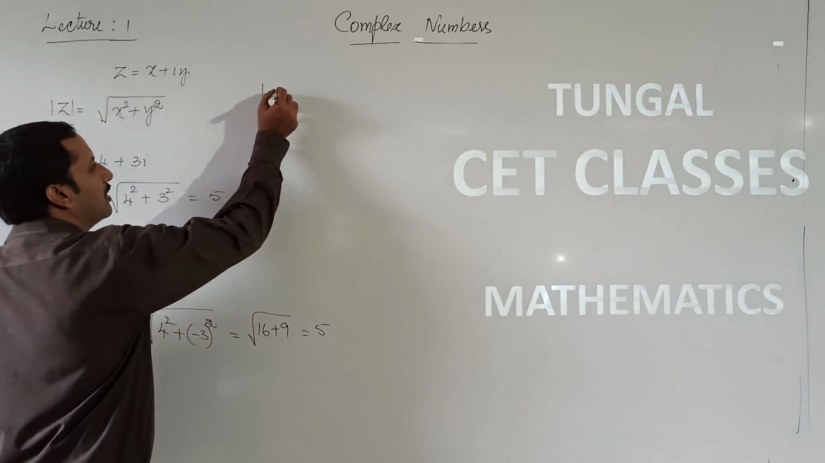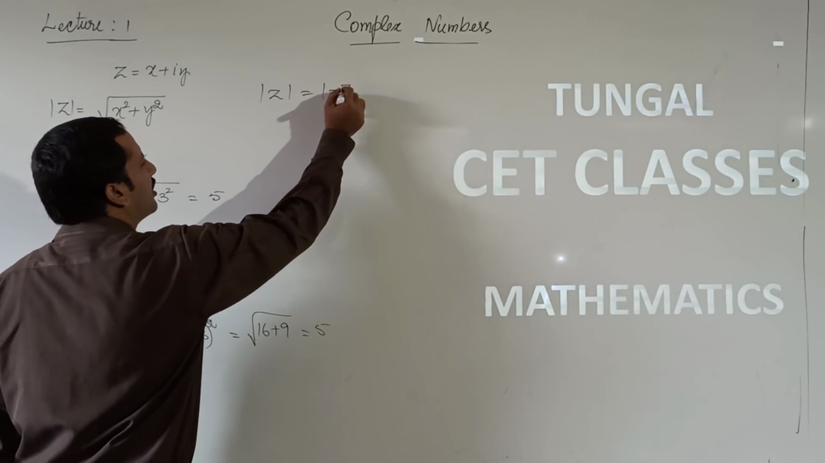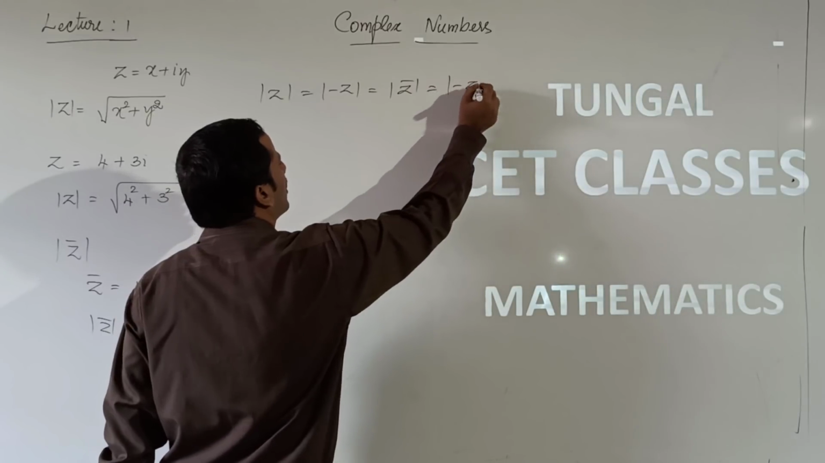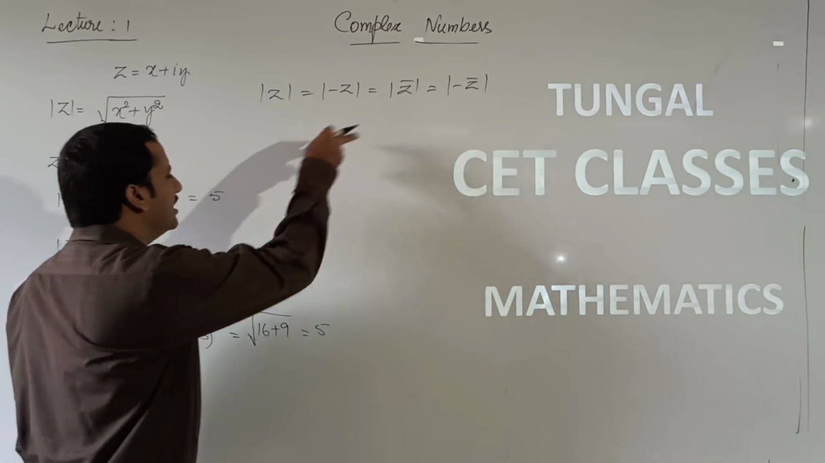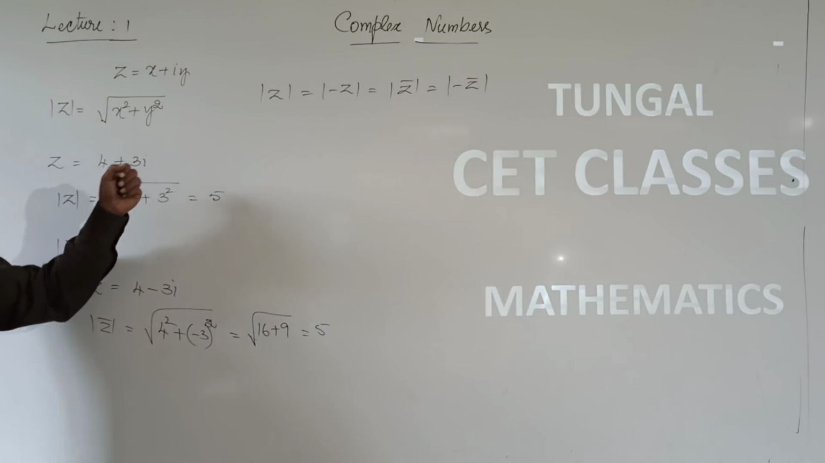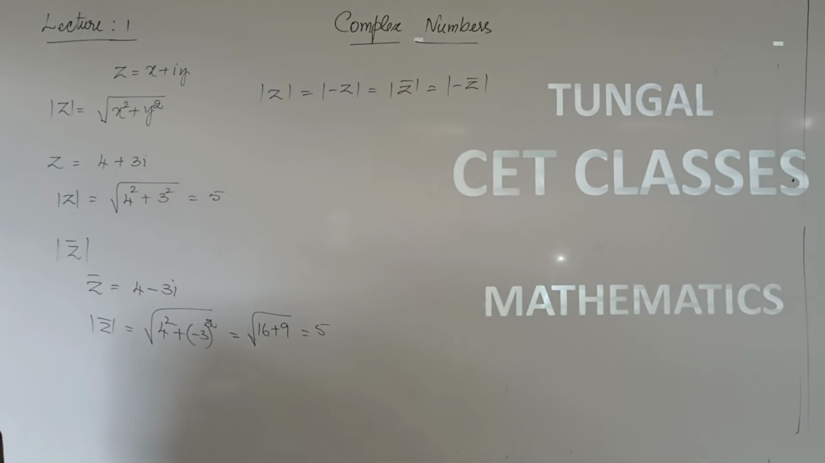Not only that, you will also see mod z is equal to the modulus of minus z is equal to the modulus of z bar is equal to the modulus of minus z bar. The remaining two you can try. Okay? Then, what is the geometrical significance of this?